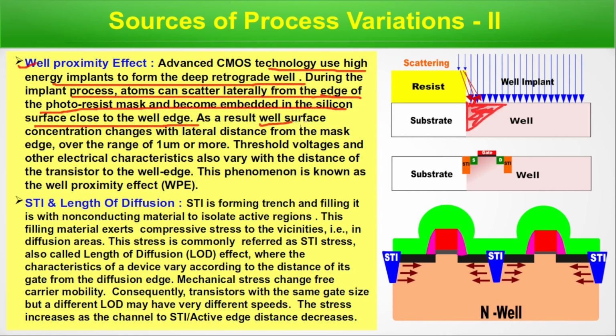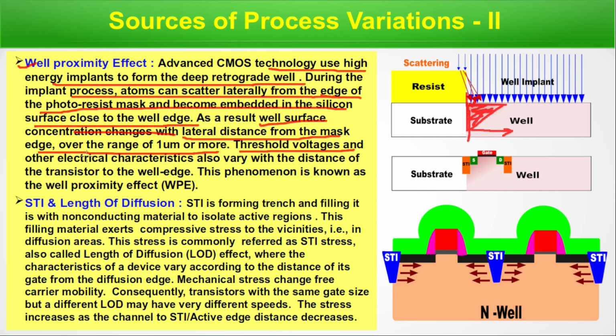As a result, well surface concentration changes with lateral distance from mask edge. This is the edge of the mask. From here, this density changes because here both from the vertical direction implant is coming and the scattered implant is also coming. So in this zone the concentration is higher, over a range of 1 micrometer or more.